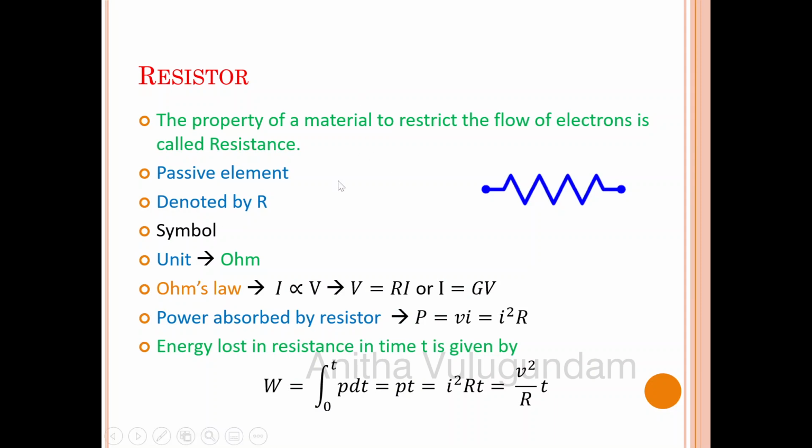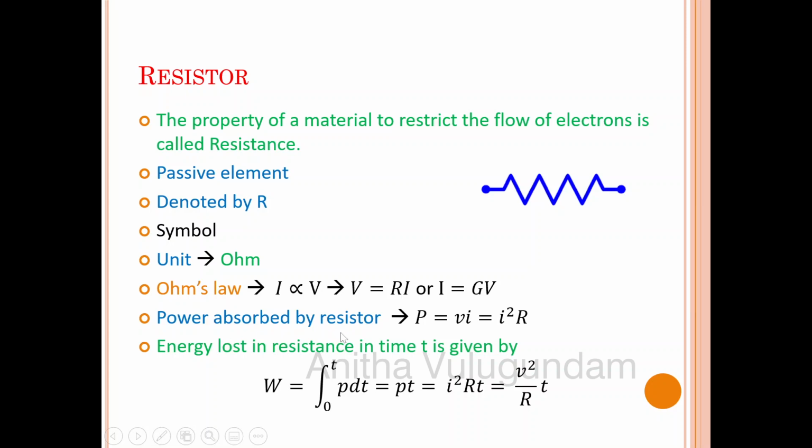Resistor has a property called resistance. It resists the flow of electrons. Resistor is a passive element and it is denoted by R. Symbol of the resistor is like this. The units of resistance are ohms. According to Ohm's law, current is directly proportional to the voltage, and the equation is V equal to R into I. Alternately, we can write I equal to GV, where G is called the conductance.